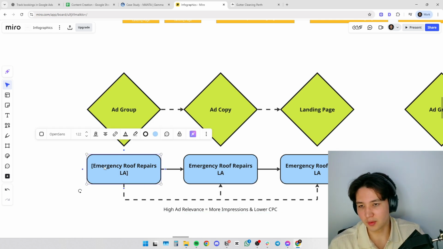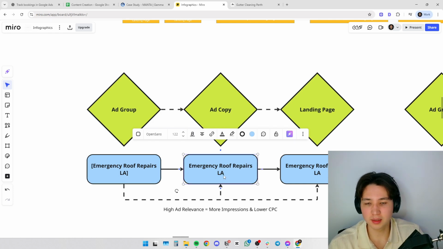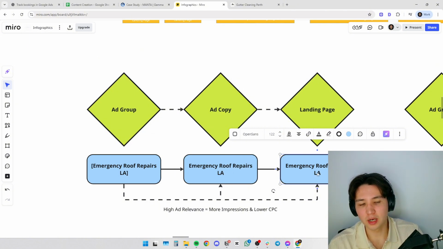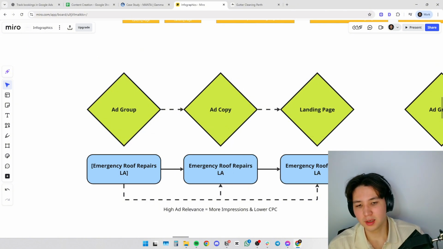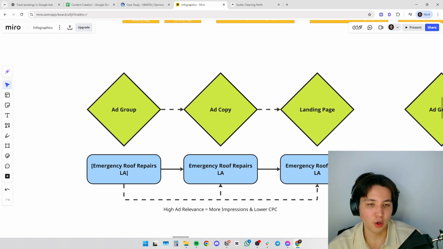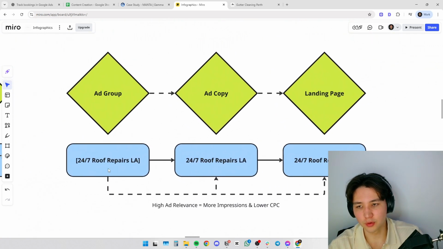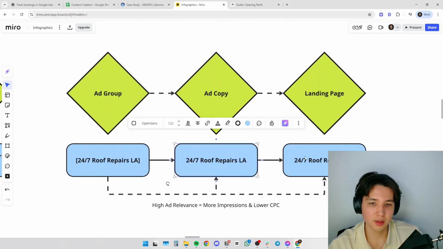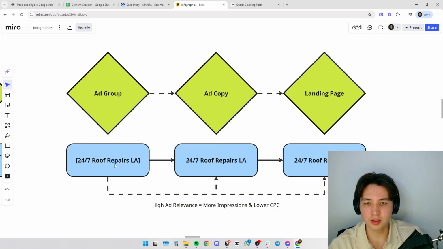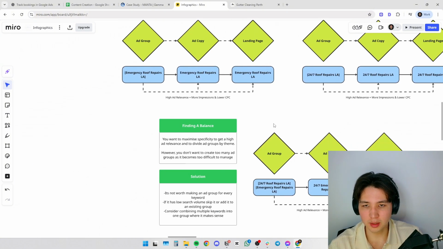In this example, you have emergency roof repairs LA. That's the keyword we're targeting. The ad copy, so the actual ad itself, will say emergency roof repairs LA. And then the landing page will cover that topic in detail as well. This maximizes the relevance, not only for the person, but for Google. So this will maximize your ad relevance score in the quality score, which will boost your performance. And just as another example, I've done the roof repairs here as well, 24/7 roof repairs throughout, right? So you get the idea basically from watching that.